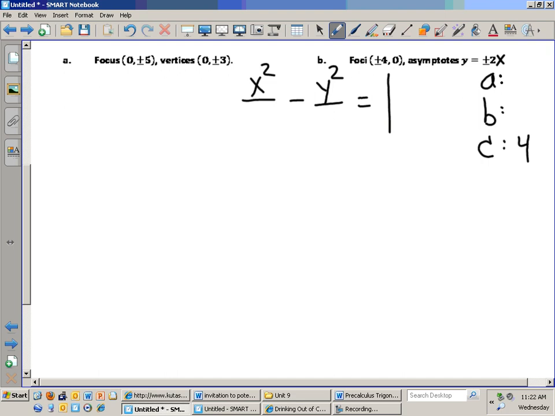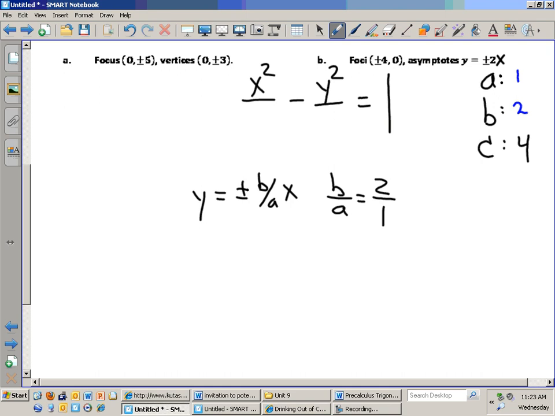You look at the asymptotes, and what you say to yourself is, if this is a horizontal hyperbola, then we know that the asymptotes will be in the form y equals plus or minus b over a times x. And that leads you to believe that b over a is equal to 2 over 1. So right away you say, well, that means b is going to be 2 and a is going to be 1. But if you do a squared plus b squared, you don't get 4, do you?